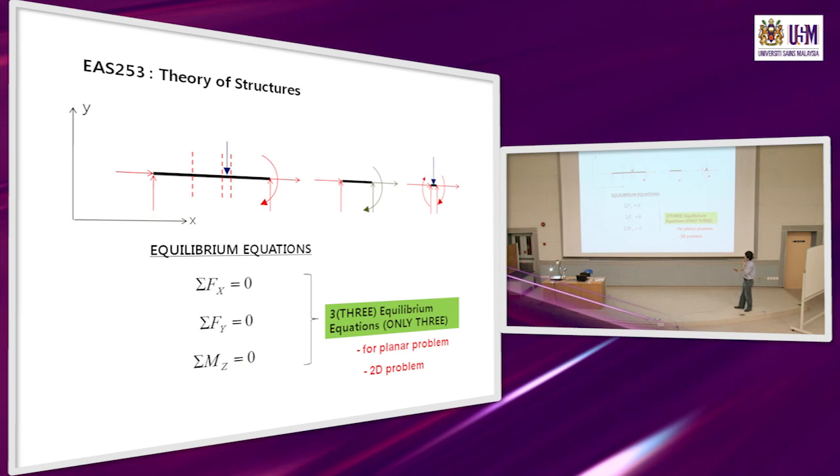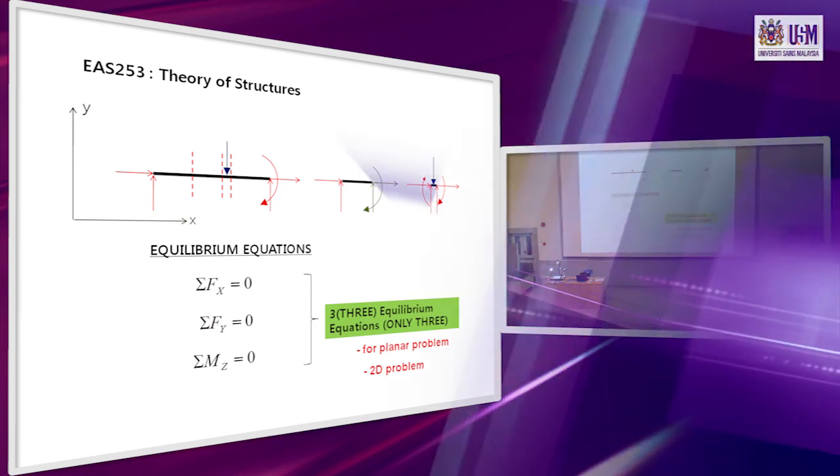For equilibrium equations, we have only 3 for one free body diagram. Let's look at this. The most you can have is 3. If you cut here, you get this part. For this part, you can write 3 equilibrium equations. Then if you cut through here, you can have 3 equilibrium equations. So for any free body diagram that you draw, for planar problems, there are only 3 equilibrium equations, these 3.